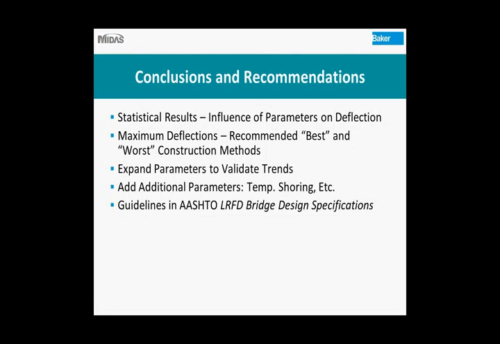So in conclusion, we used our statistical results to look at the different influences of the parameters on deflections of horizontally curved I-girder bridges during construction. We also took a look at the maximum deflections and recommended best and worst construction methods. For future research, it's hoped to expand these parameters to try to validate any of the trends that we were seeing. Some additional parameters that would be useful to include would be temporary shoring. That's used a lot during erection of horizontally curved steel I-girder bridges.